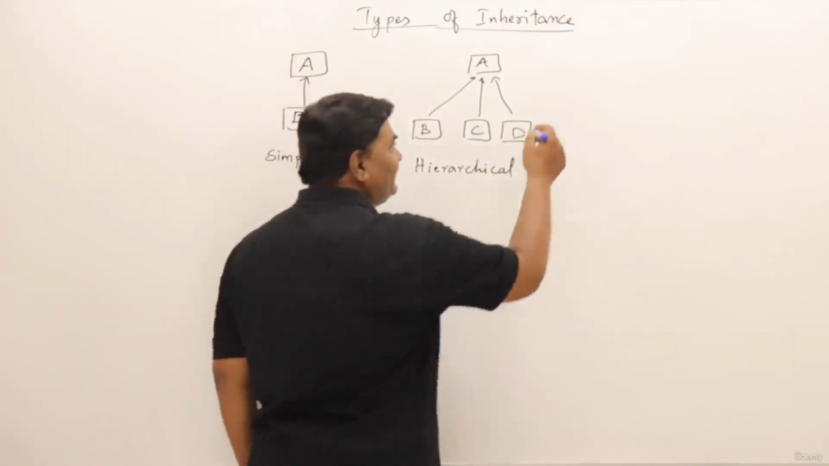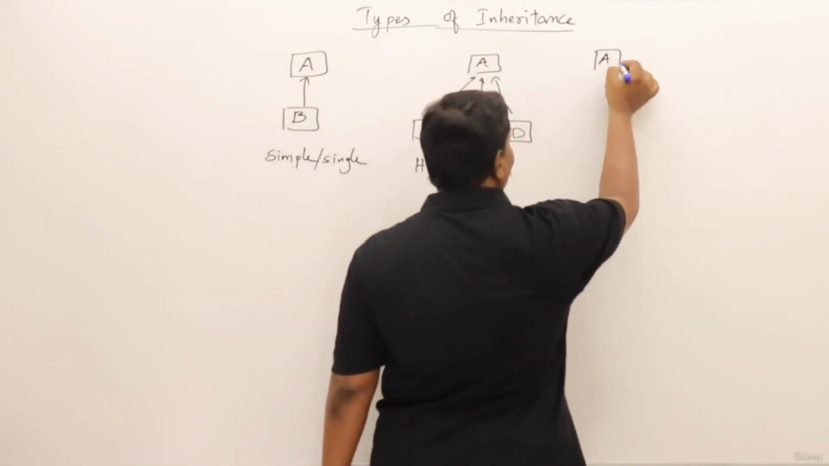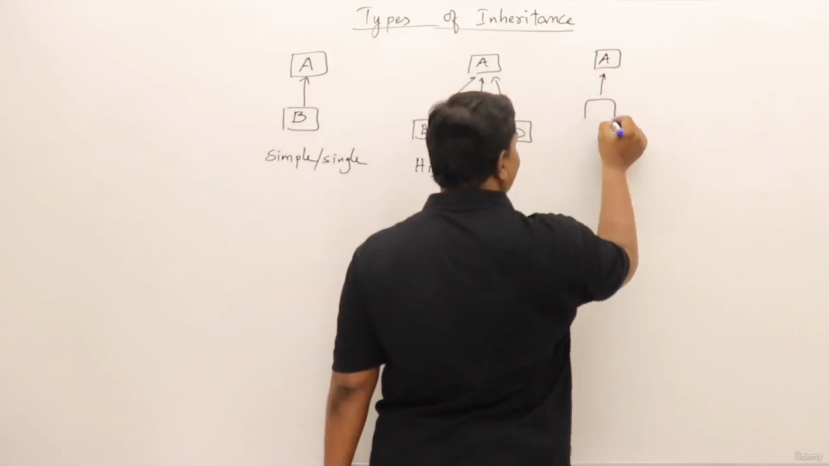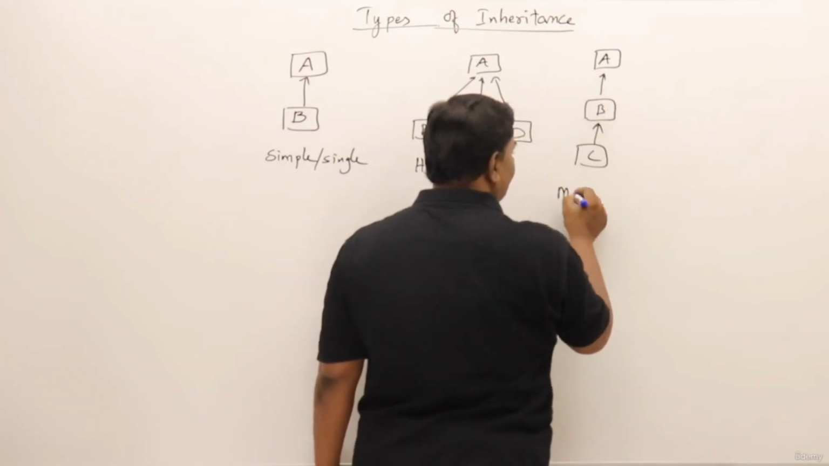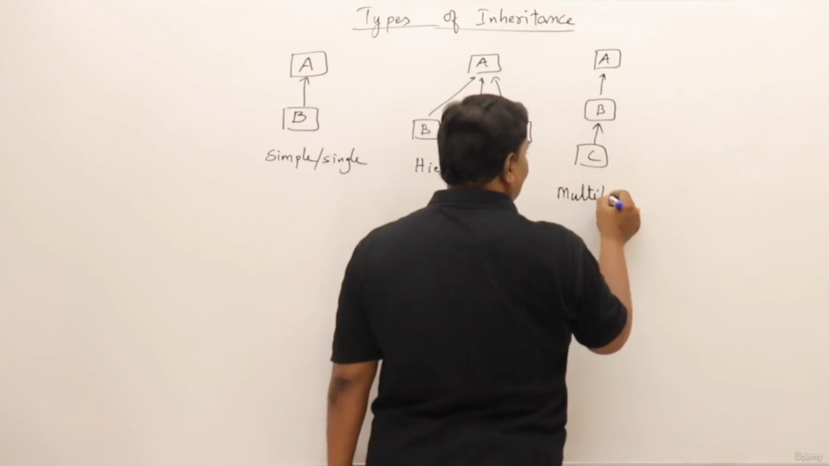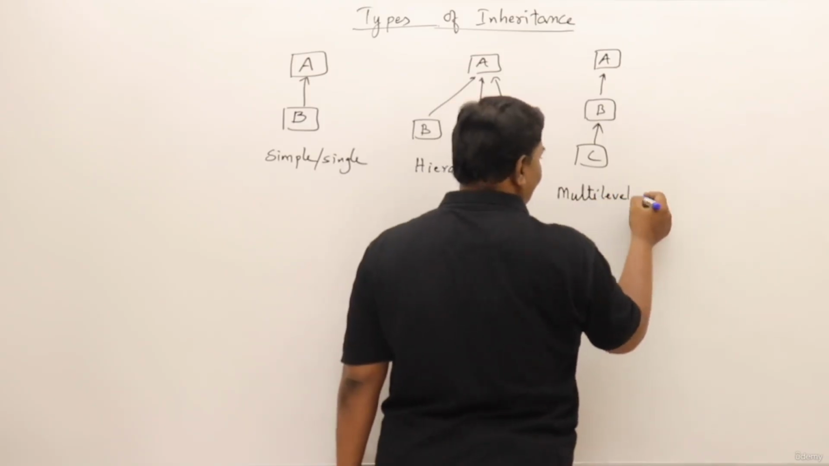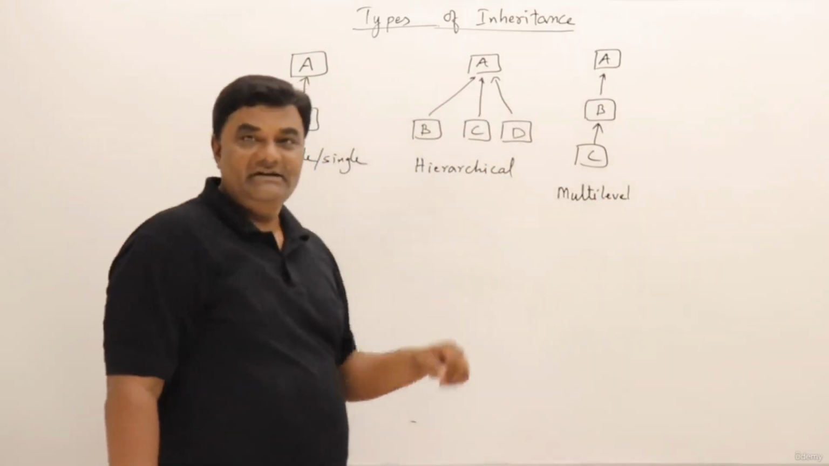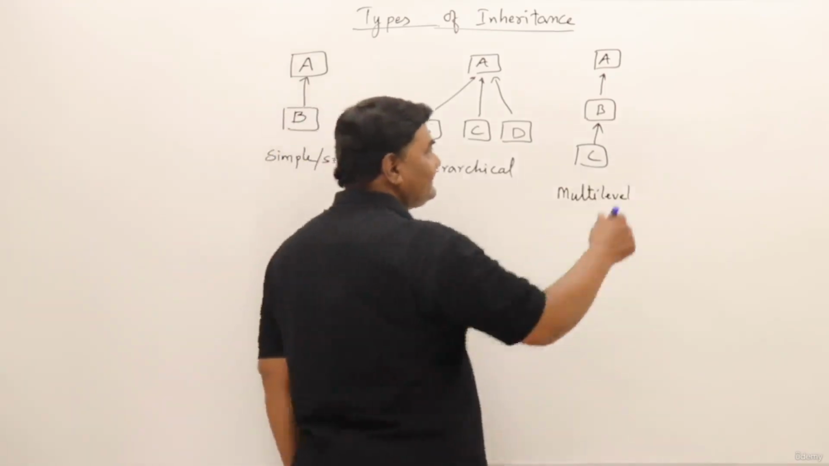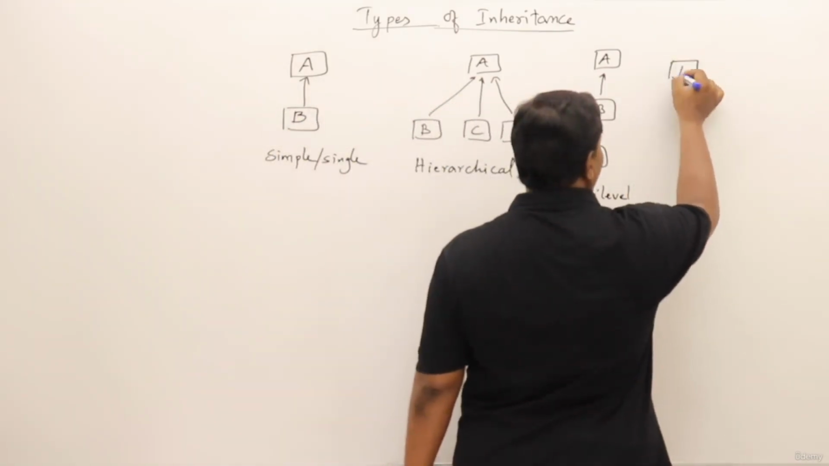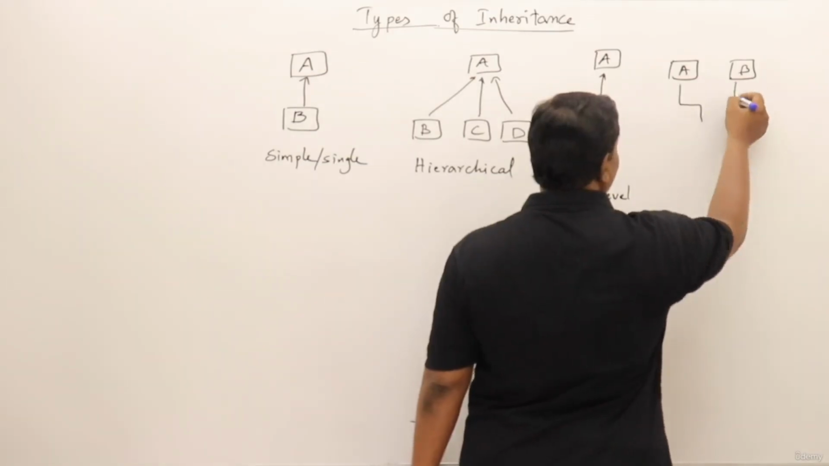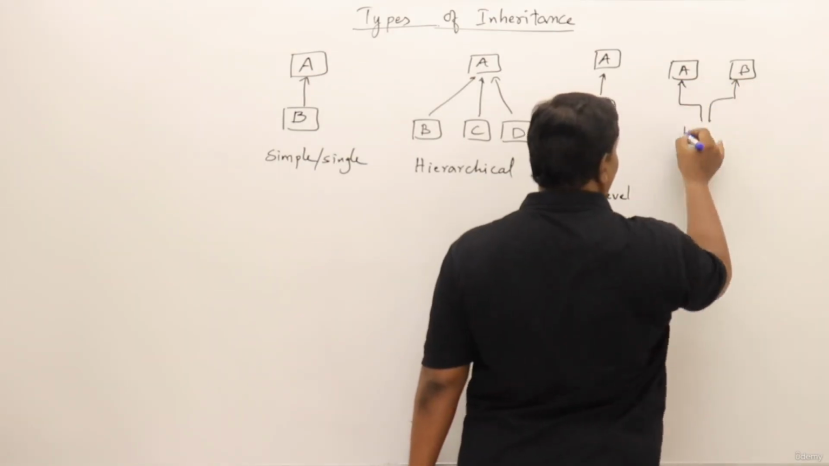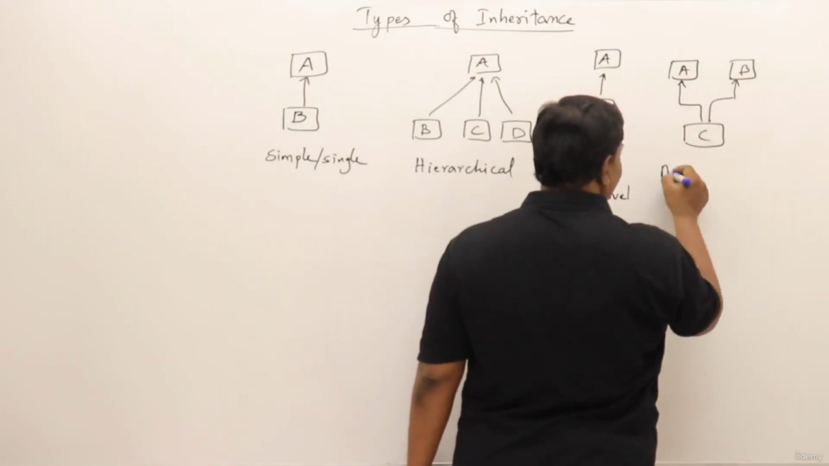Then next possibility is, if there is a class A and from that class B is inheriting, and from that class C is inheriting, so this is multi-level inheritance. Then next is, if there are two classes A and B, and from both of them there is one class inheriting, that is C, this is multiple inheritance.